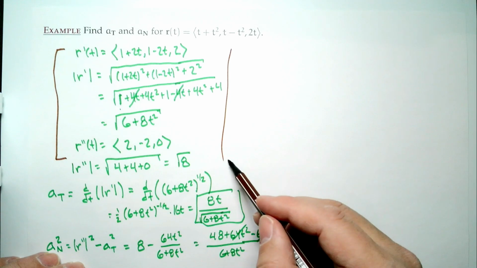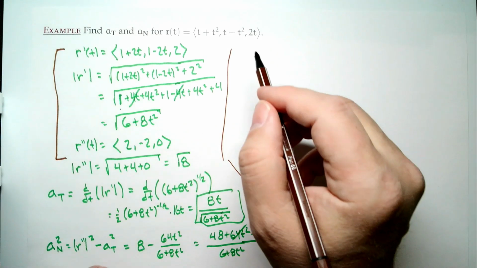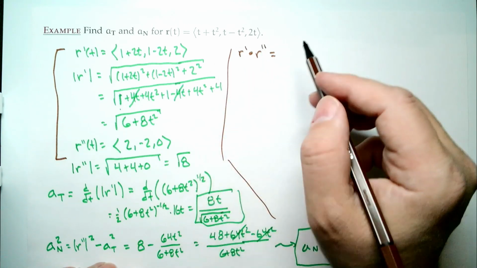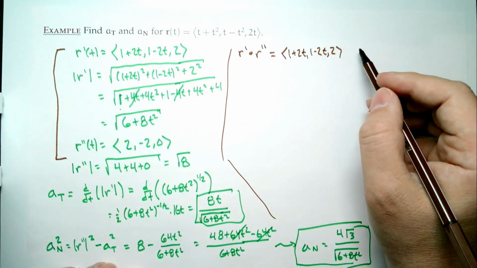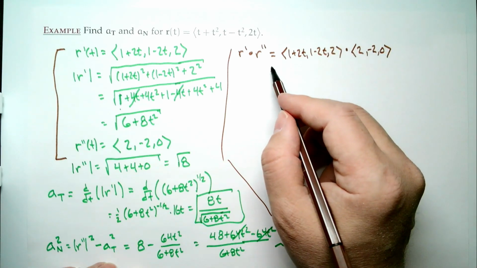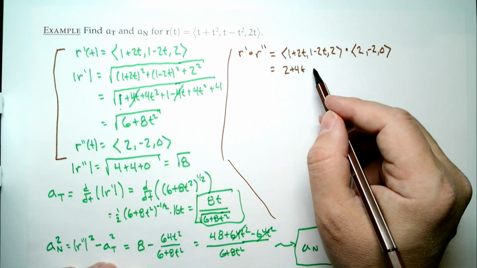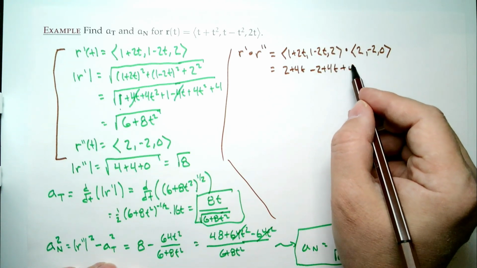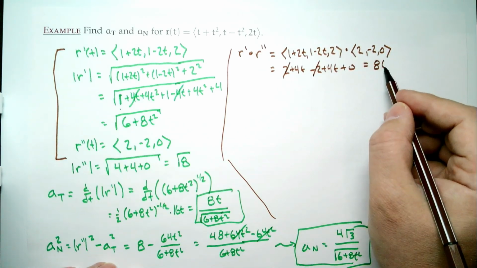We'll need those parts there. And what do we do next? Well, we take our dot product and our cross product. So r prime dot r double prime, that's going to be (1 plus 2t, 1 minus 2t, 2) dot (2, negative 2, 0). So that would be 2 plus 4t, then minus 2 plus 4t, so that's negative 2 and 1 minus 2t multiplied together, and 0. The 2's cancel. 4t plus 4t gets us 8t.